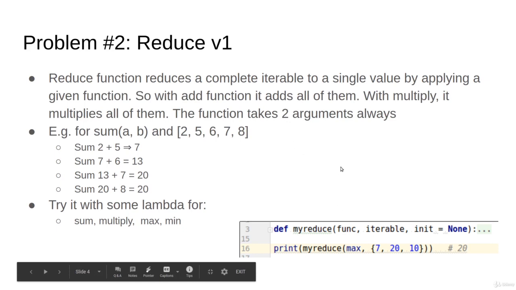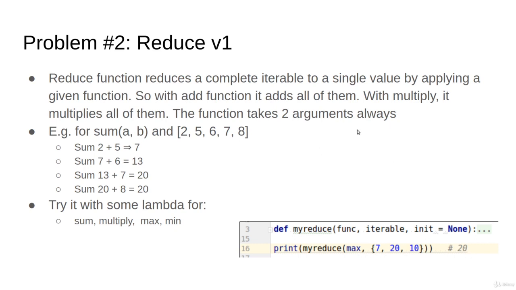So here I'm passing the max function, which can take two arguments, and I'm passing a set of 7, 20, and 10. All of this iterable will be reduced to a single value using this max function. The max of these three is 20. But how to reduce? You should do this in an iterative way. Let's say, for example, you are passing the sum function of a and b and this list. Practically speaking, all of this list should be summed, which would be 2, 5 is 7, and so on. Overall it is around 28.